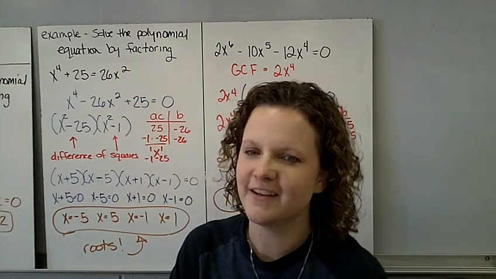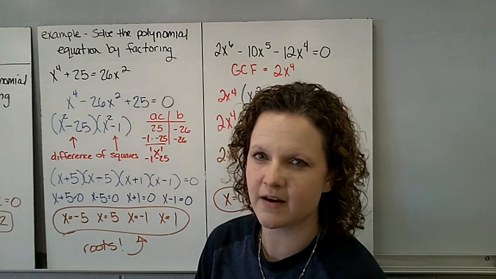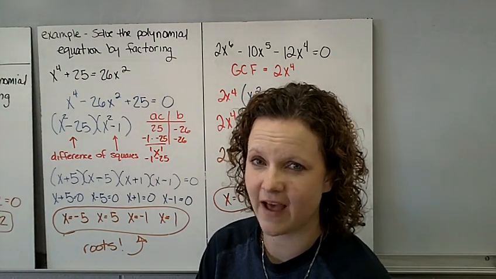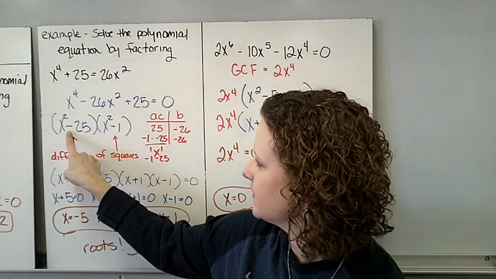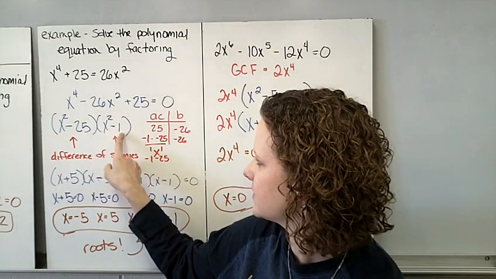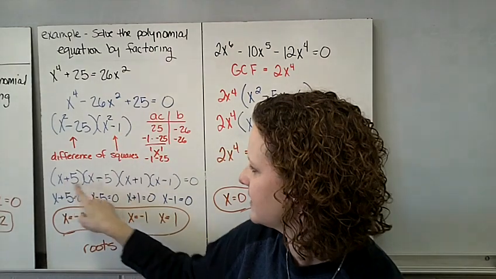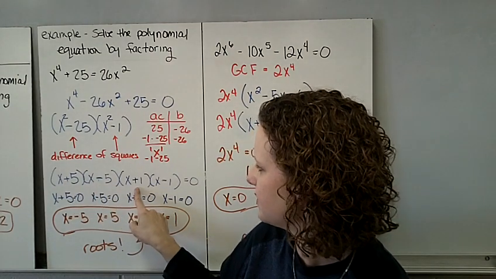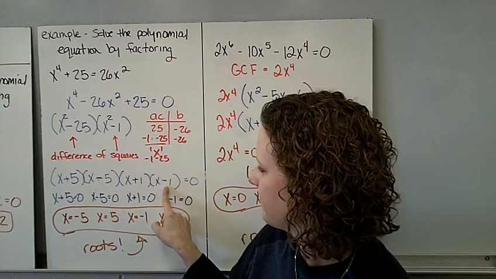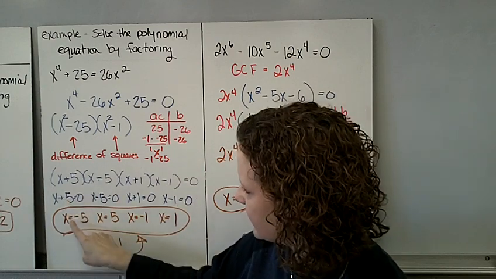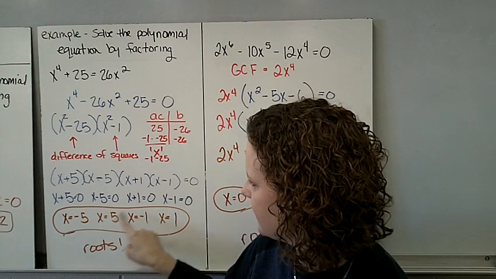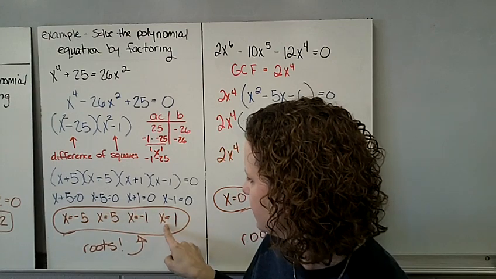And don't think you're done here. You have the difference of two squares in both of those binomials, so you can factor it again. It's a good trick. Difference of squares, difference of squares. So I get x plus 5, x minus 5, x plus 1, x minus 1. Set everything equal to 0 and solve for x. x equals negative 5, x equals 5, x equals negative 1, x equals 1.